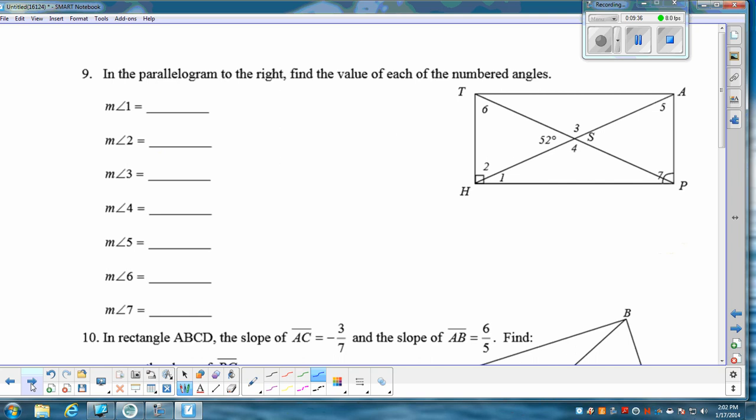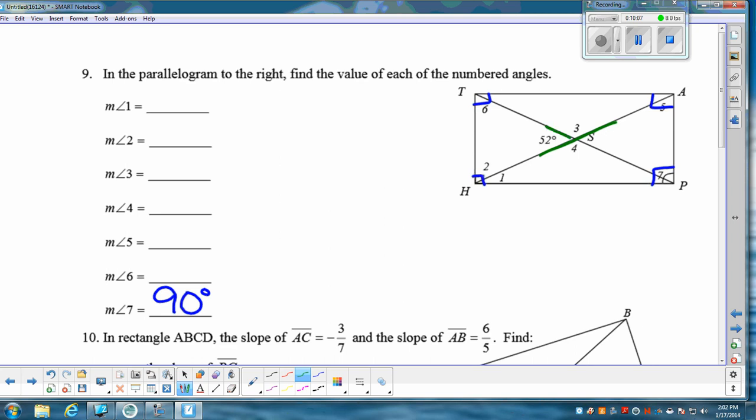Number 9, we have a parallelogram. We know that this angle in the corner at H is 90 degrees, and since our consecutive angles have to add up to 180 degrees, all of our corner angles are in fact 90 degrees, and since angle 7 is a whole corner angle, angle 7 is 90 degrees. So then we look at angle 3.